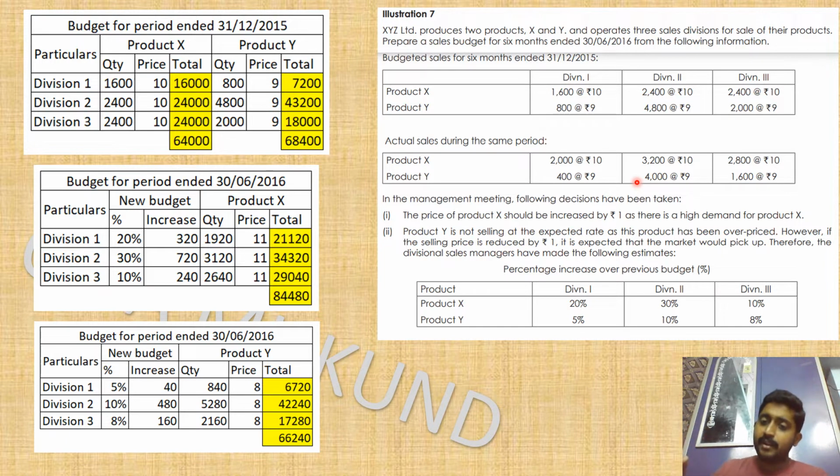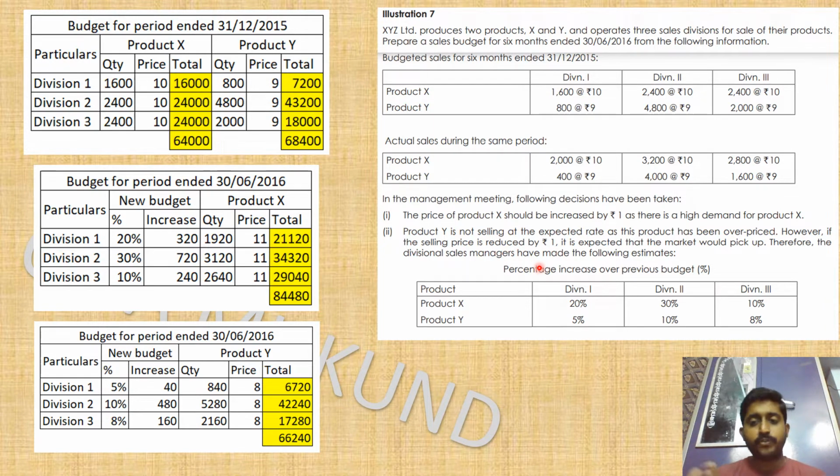There is a demand, but the people are saying that this is very costly, so we are going to reduce the price for it, as suggested by the sales manager. The finance department is not expert enough to take this decision, but the sales manager has given this decision, so we can just see if that is viable or not. So we are going to reduce the price by 1 rupee for product Y and increase the product X price by 1 rupee. These are the two decisions.